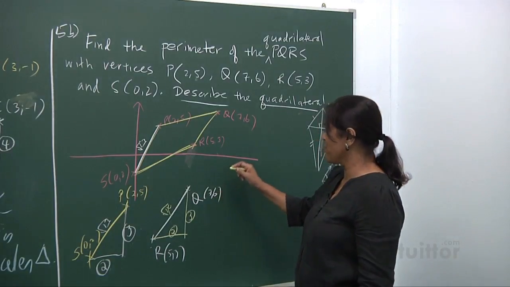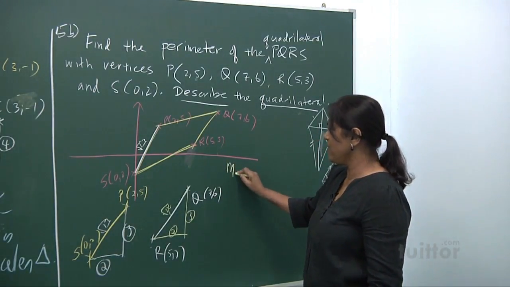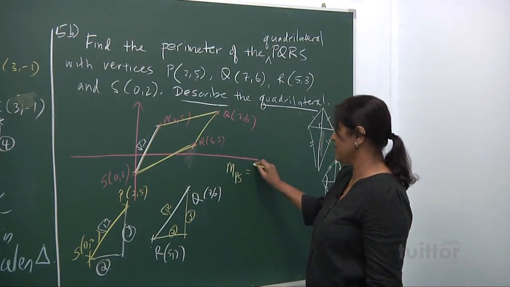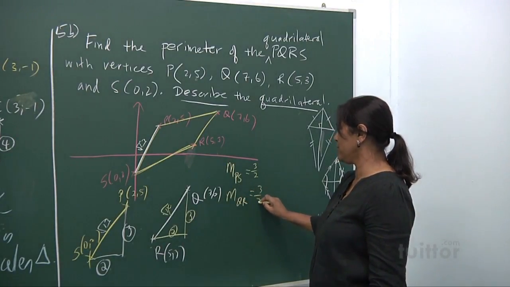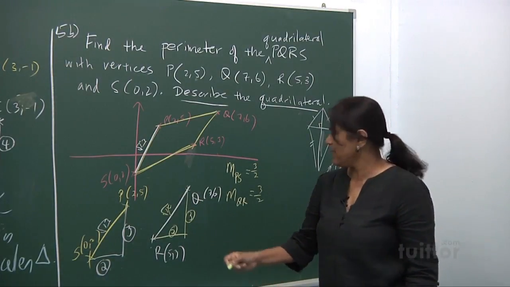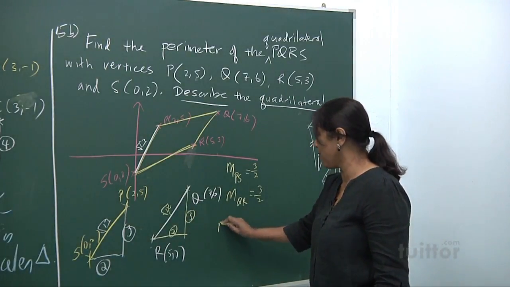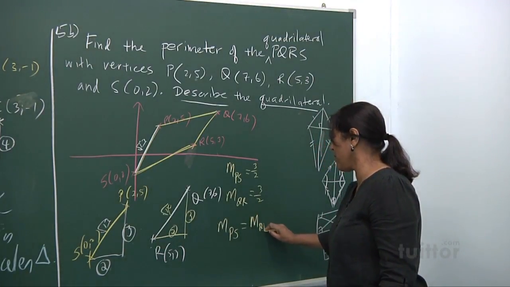So we write it out. You know how to write that out, right? Gradient of PS is 3 over 2. Gradient of QR is 3 over 2. So what does that mean? And the length of PS is equal to the length of QR. You see that? Length of PS equals length of QR.